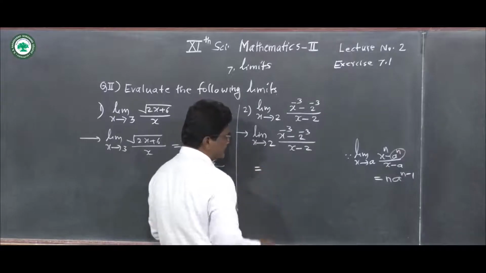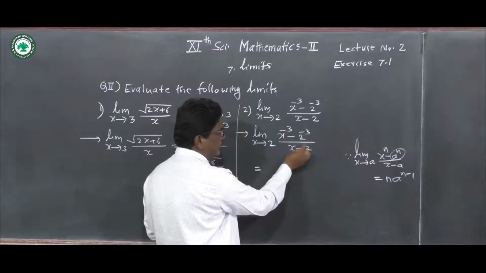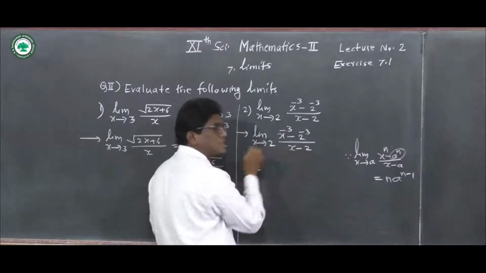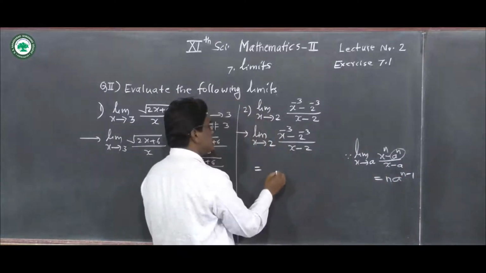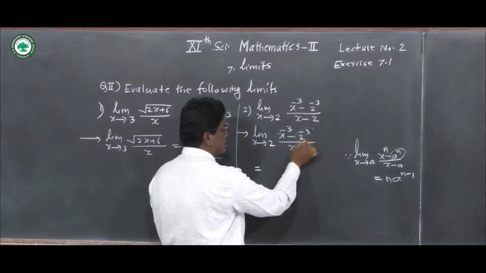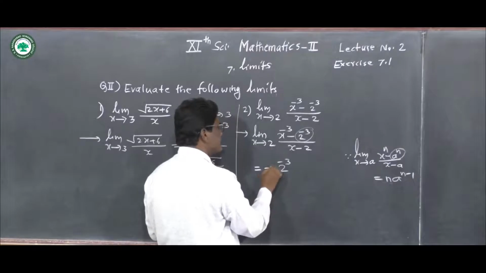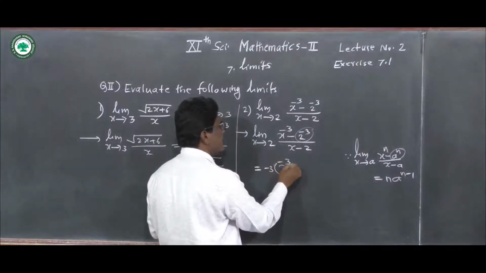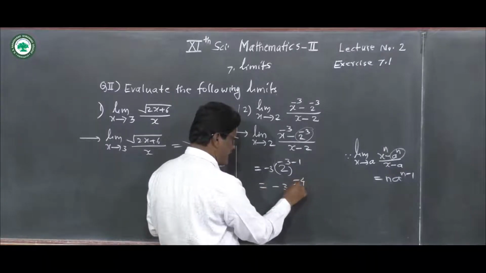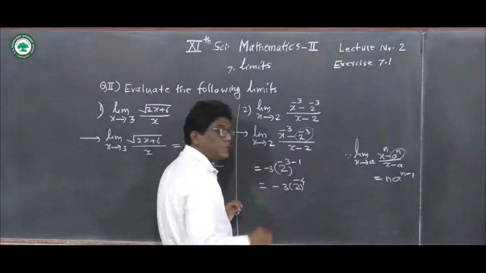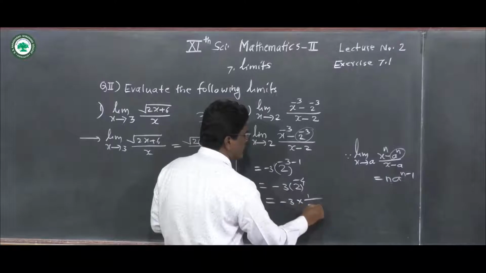So use the same formula here. The powers are the same, minus 3, and x tends to 2 with x minus 2 in the denominator. Then we use n into a to the power n minus 1, that is, take this minus 3 as it is, and then 2 to the power minus 3 minus 1. So it is equal to minus 3 into 2 to the power minus 4. So it is equal to minus 3 into 1 upon 2 to the power 4.